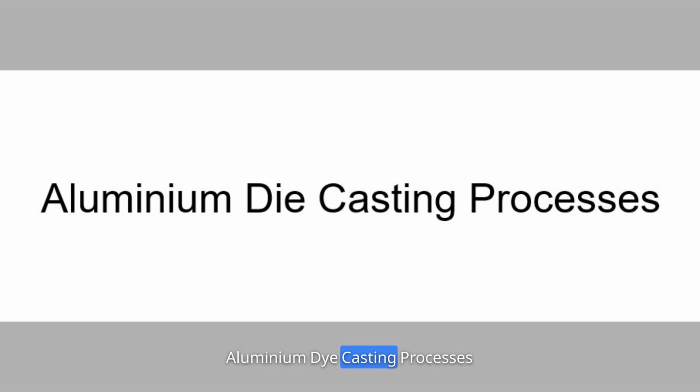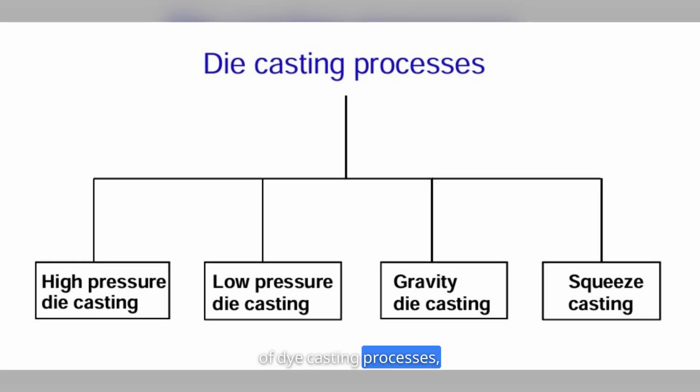Aluminium die casting processes. There are a number of die casting processes as summarized in this figure. High-pressure die casting is the most widely used, representing about 50% of all light alloy casting production. Low-pressure die casting currently accounts for about 20% of production. Gravity die casting and squeeze casting account for the rest.